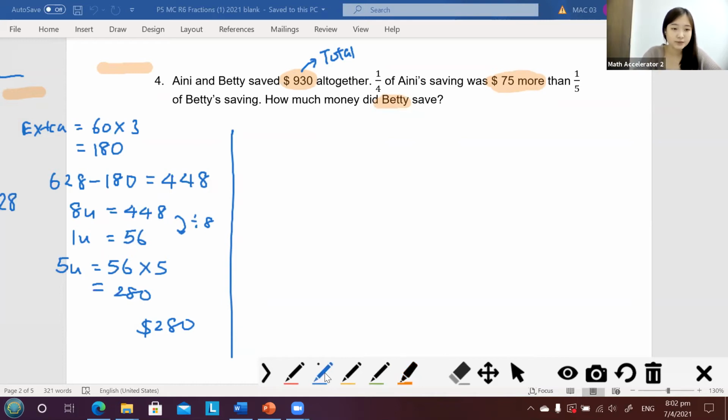Yeah, sure, you can try. Okay, confident, you go and try first. Right, so Aini, Betty. This is the difference. So start off by drawing 75 more first for Aini. Betty would be lesser.